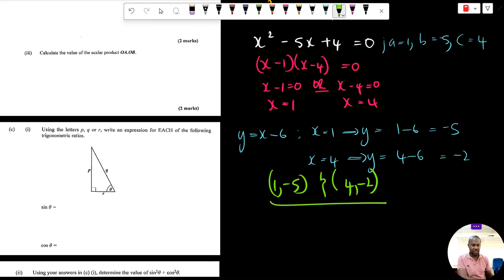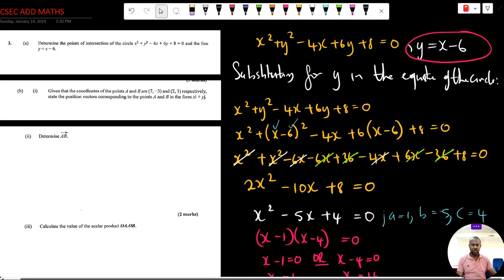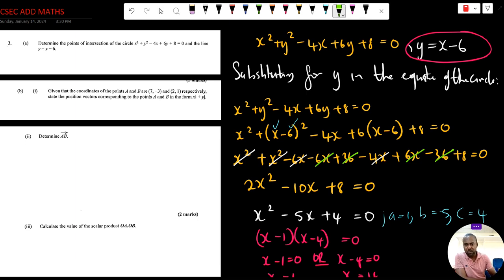So these are the points of intersection of this circle, x squared plus y squared minus 4x plus 6y plus 8 equals 0, and the straight line y equals x minus 6. All right? So that is that part of the question there. Now, let's move on to part B of the question.